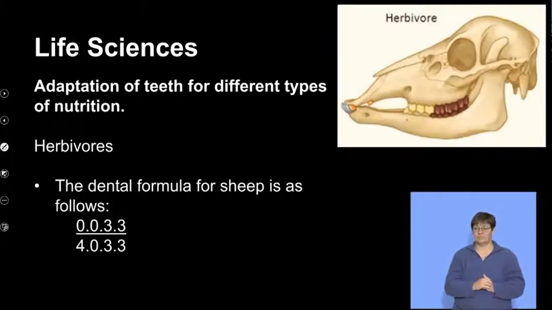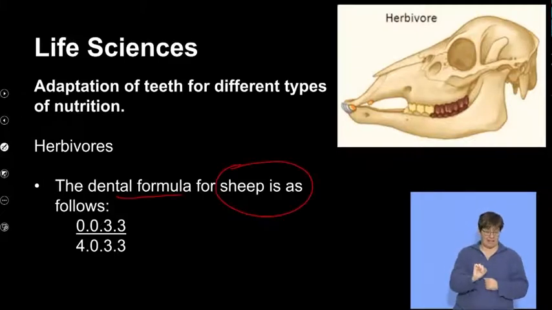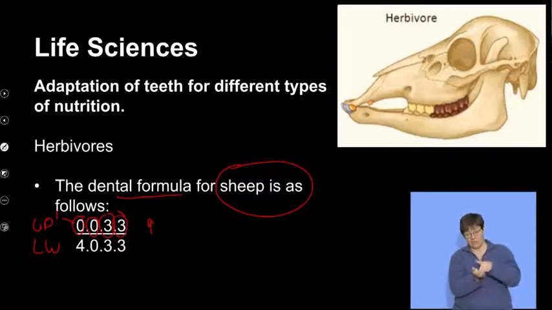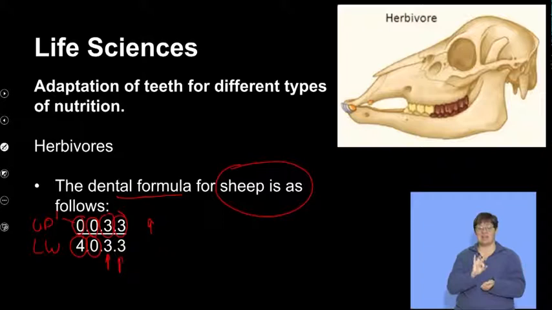Let's look at the dental formula of a sheep. You notice that again the upper jaw is indicated here, and you've got the lower jaw at the bottom. If we look at the dental formula, we're starting from the middle, so the incisors would be 0, so there are no incisors on the upper jaw. There are no canines, but it has 3 molars and 3 premolars. Okay, when we look at the lower jaw, guys, we can see 4 well-developed incisors, no canines, 3 molars, and 3 premolars, or the other way around.